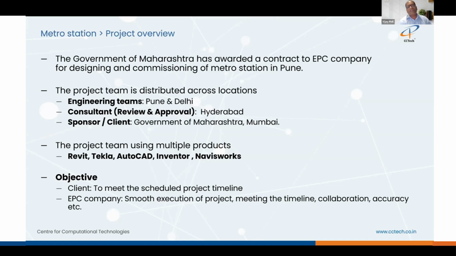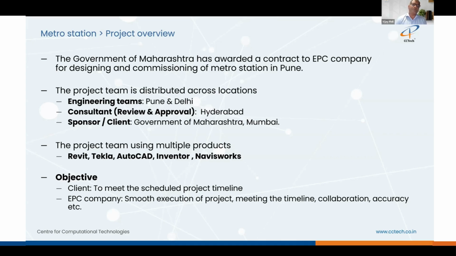And the project team uses multiple products: Revit for conceptual design and beam modeling, Tekla for structural, AutoCAD for MEP kind of modeling, Inventor for typically a fabrication kind of modeling. Navisworks was typically to check how all the design streams are coming together. Are there any clashes happening? Is there any conflict happening between the positions of different streams or data which is coming in?